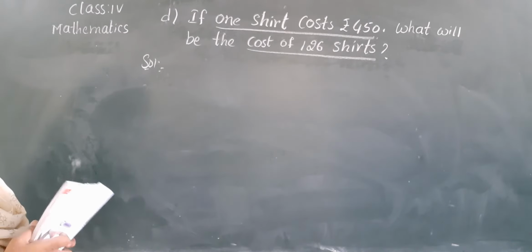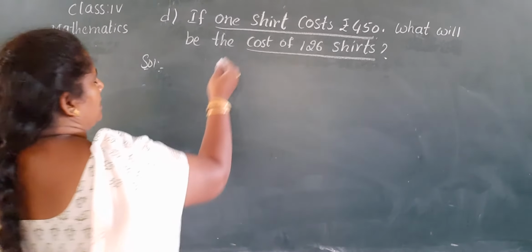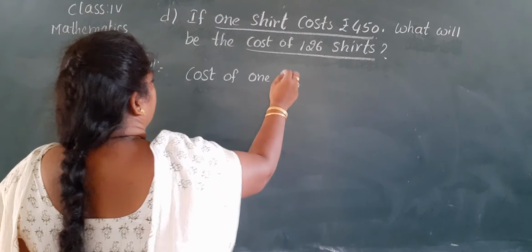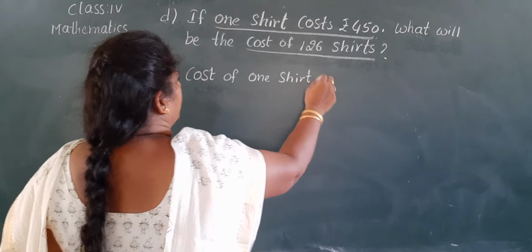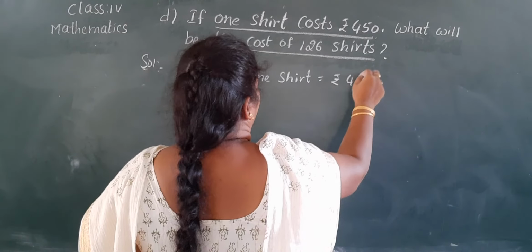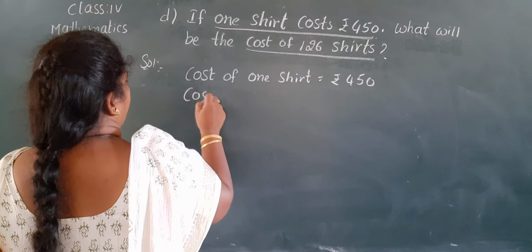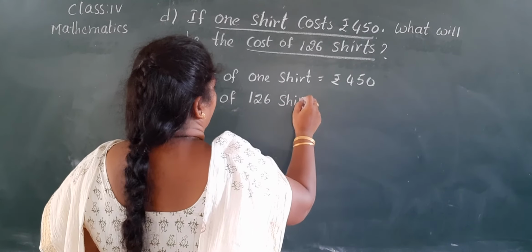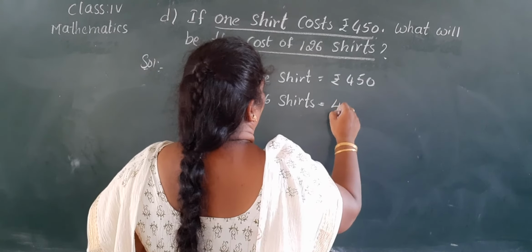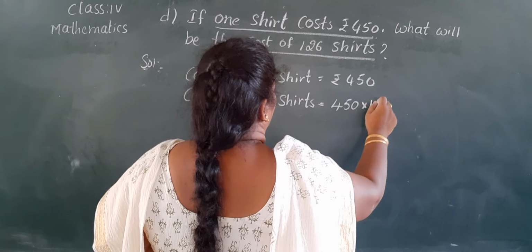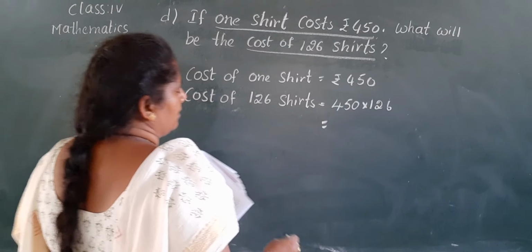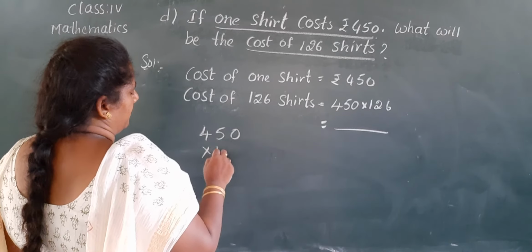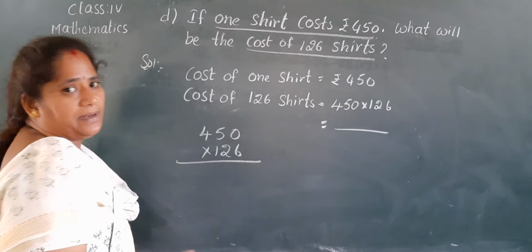Okay. So in this case also we do multiplication, Nana. So come on, tell me the steps. Yes, cost of one shirt equal to 450 and cost of 126 shirts equal to 450 into 126. Okay, we will do this multiplication on the side. 3 digit by 3 digit multiplication, Nana.